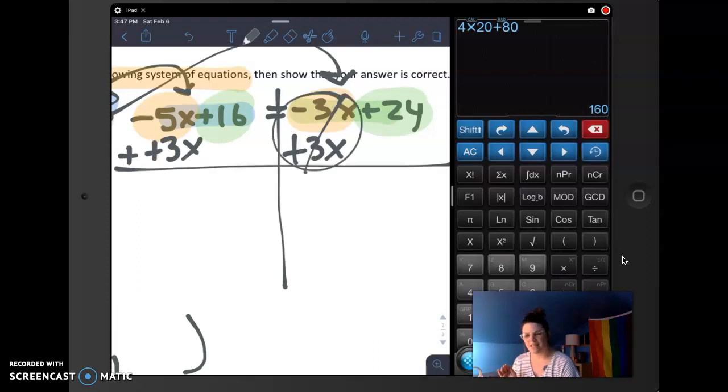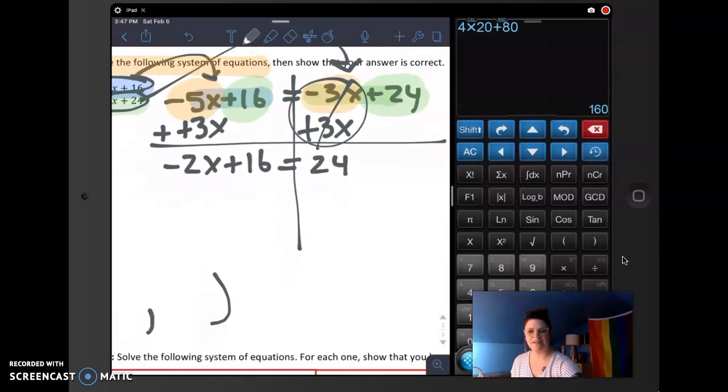So the opposite sign gets added. -5 plus 3, that's -2x. You have plus 16. And on the right-hand side, you have 24. All right, the next part of the song is then you cancel the numbers on the left.